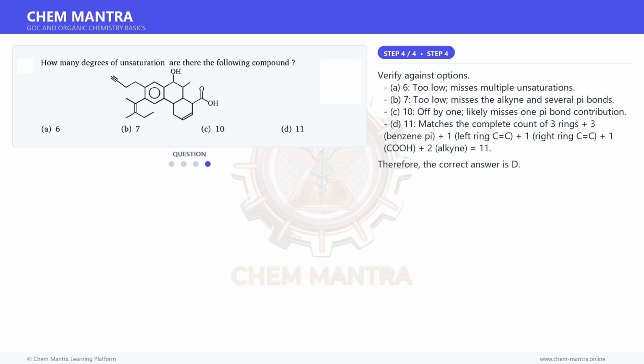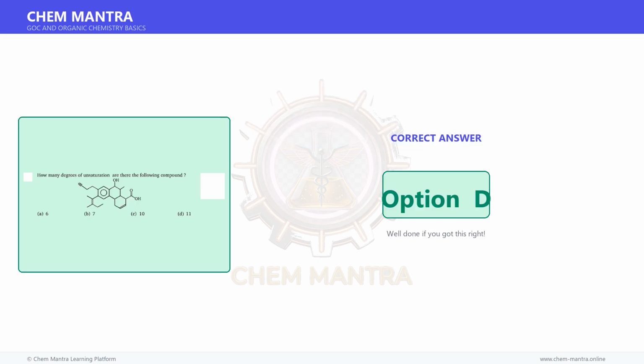D. 11, matches the complete count of 3 rings plus 3 benzene pi, plus 1 left ring C=C, plus 1 right ring C=C, plus 1 C=O, plus 2 alkyne, equals 11. Therefore, the correct answer is D. Therefore, the correct answer is option D.